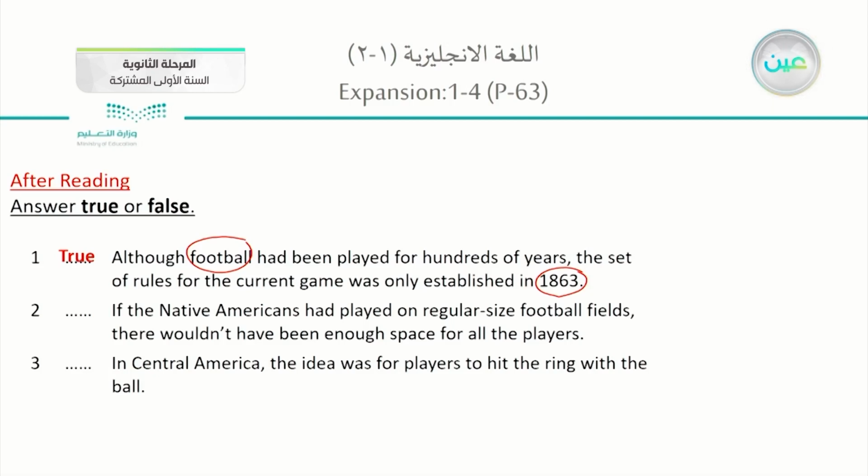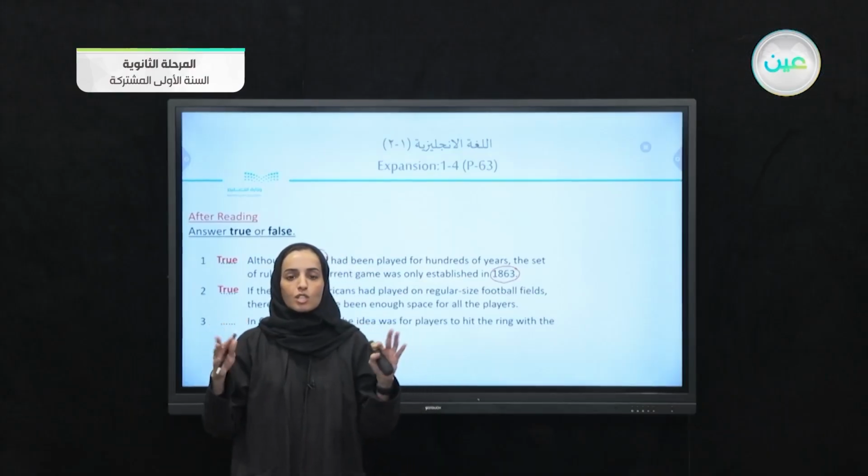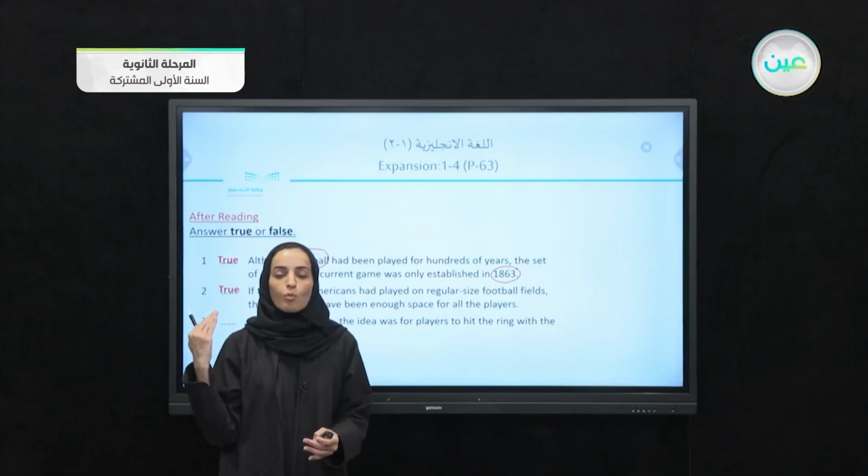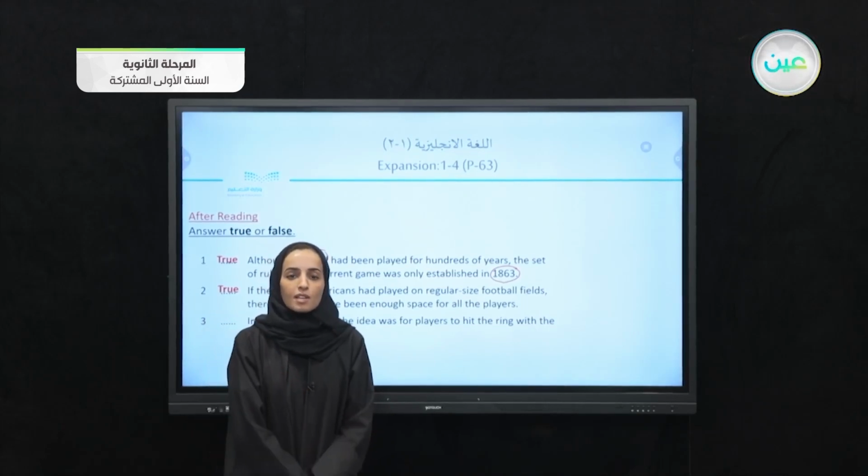So it is a very old game that has been played since ancient ages. However, the rules that we know today have changed over time, and they were set in 1863. Number 2, if the Native Americans had played on regular-sized football fields, there wouldn't have been enough space for all the players. Maybe they had many players in the past. So yes, the Native Americans had more than 11 players. The size of the field that we know nowadays is not going to be enough for all the players. So this is telling us that in the past they used to have more than 11 players. However, today we have fewer than in the past.